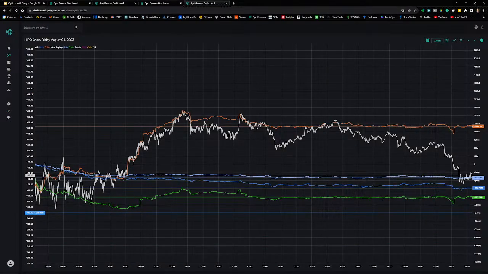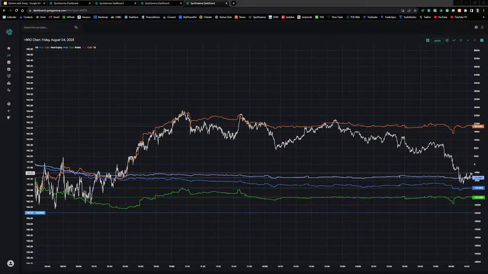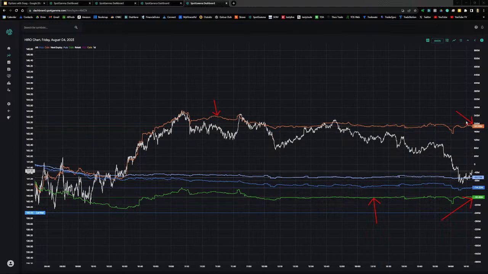So again, it appears to me that traders are selling the 0 DTE calls. This notional value is negative, and they're buying calls that expire further out in time, shown by the positive notional value. So they're rolling out their calls. And then they're also buying puts, both the 0 DTE and all expirations. All expirations shown by the dark blue line, and 0 DTE shown by the lighter blue line.